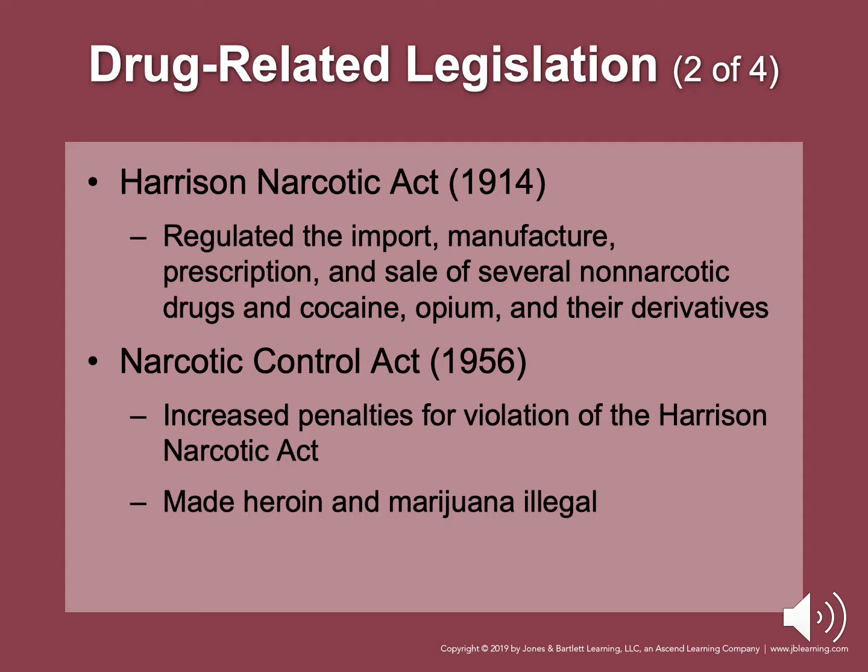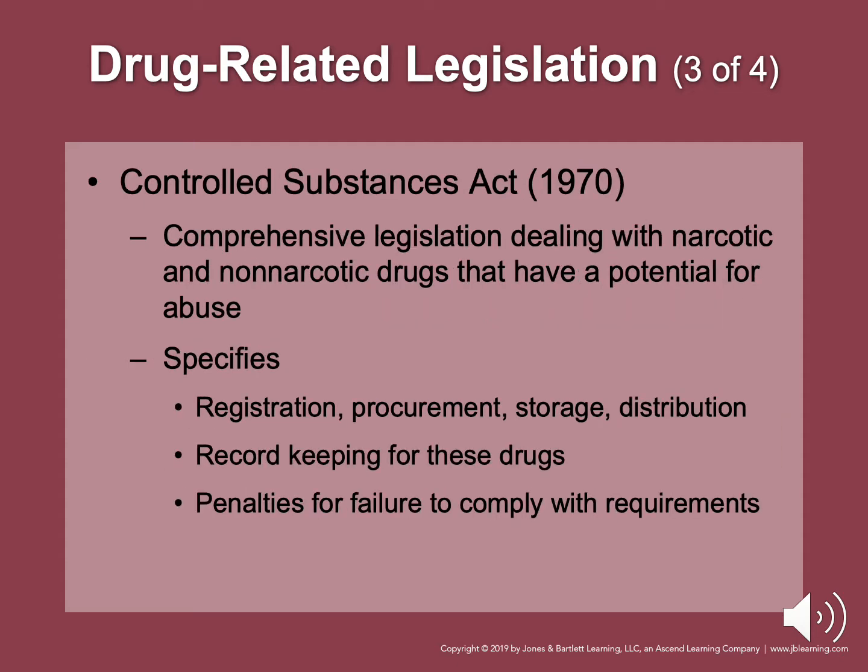In 1970, the Controlled Substances Act was comprehensive legislation dealing with narcotic and non-narcotic drugs that have potential for abuse. It sets specific requirements for registration, procurement, storage, distribution, and record keeping, with penalties for failure to comply. Drugs covered are classified in 5 categories or schedules according to their abuse potential.